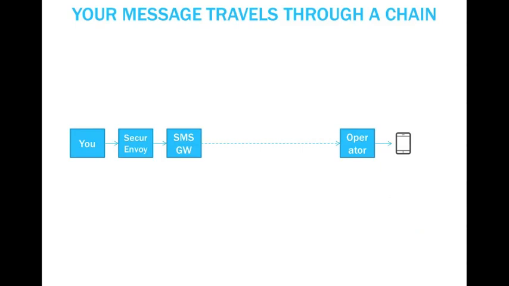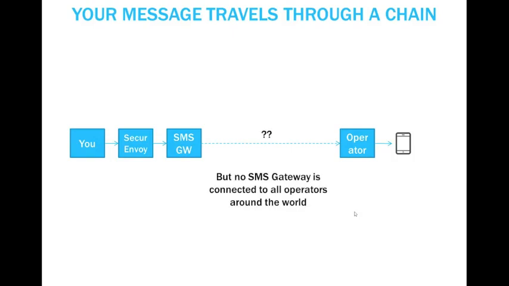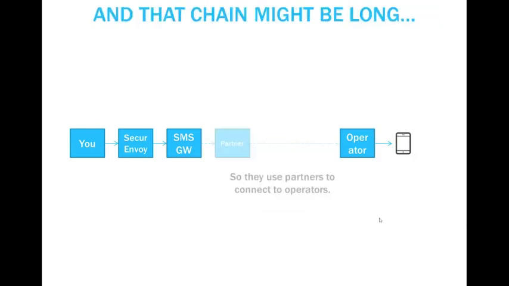All right. So what happens is when you send a message, it travels through a chain of companies, of partners. So first you have you, which is the first block, and you ask SecurEnvoy to send an authentication message to your phone. So they deliver that message to an SMS gateway, and the SMS gateway then delivers it to the operator, which delivers it to your phone. Right? So that's not really difficult. But what does make it difficult is no SMS gateway is connected to all the operators around the world. So how can we deliver a message to a phone everywhere around the world?